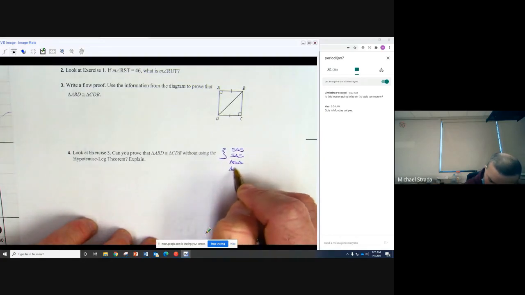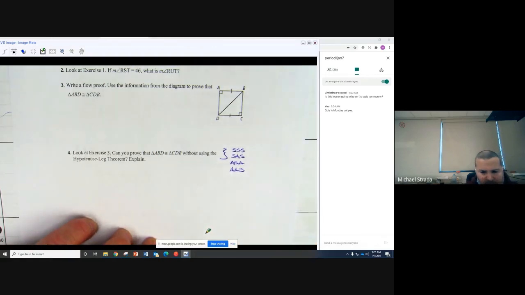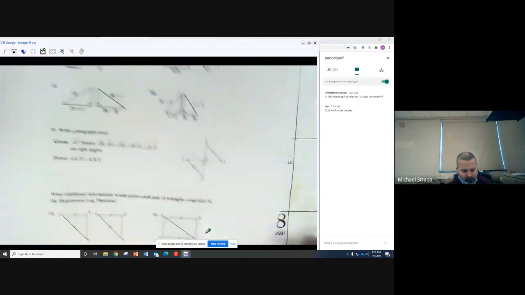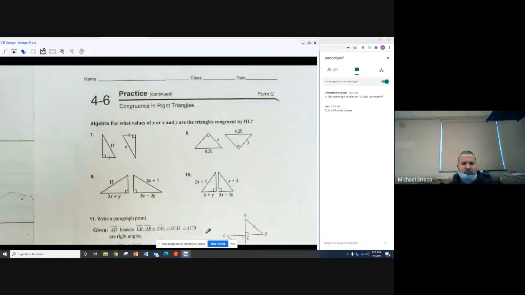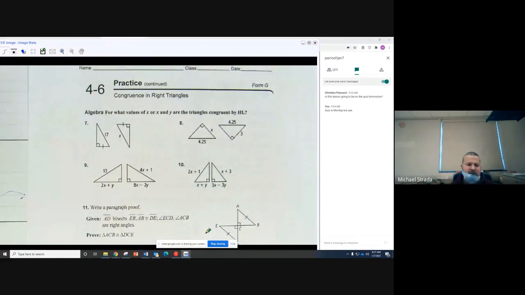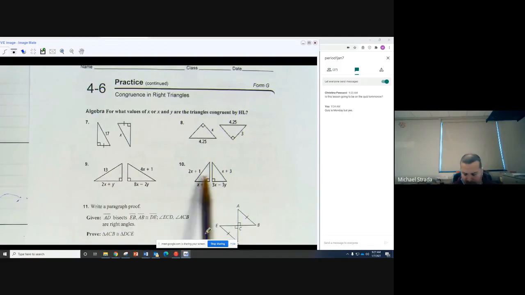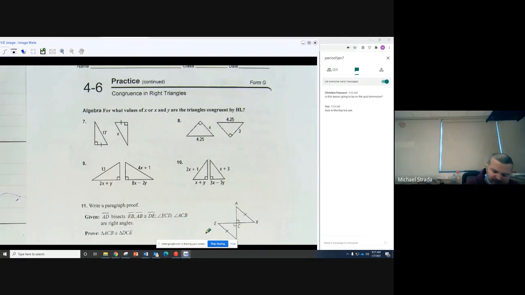All right. And if you can't, explain why. Okay? That's all you're doing for that. You don't have to redo the proof. On the back, algebra: for what values of x and y are the triangles congruent by hypotenuse leg. All right. For 7 and 8, there really isn't any work to be shown. You're just putting your answer. 9 and 10, there's algebraic expressions. So basically, you're just setting things equal to each other. All right. So basically, if you look at 9, you just take each hypotenuse, set it equal to each other.